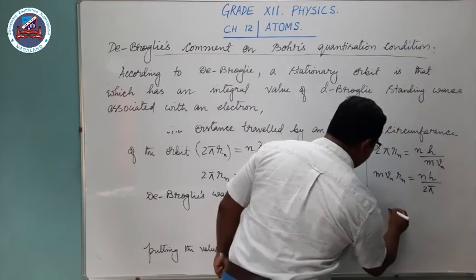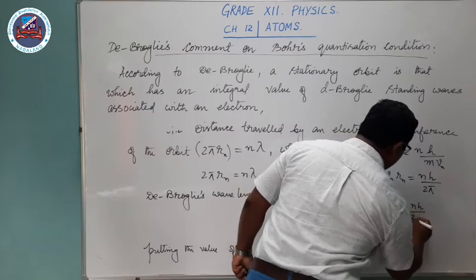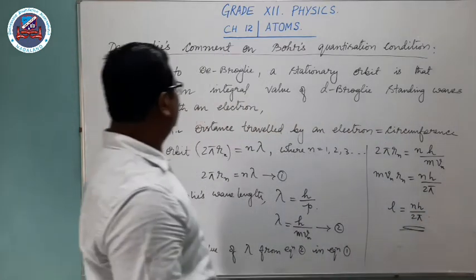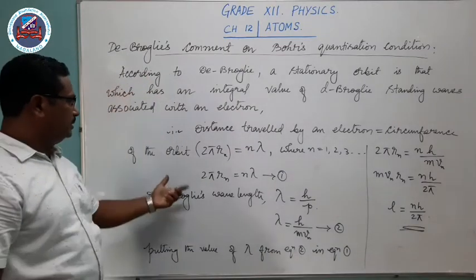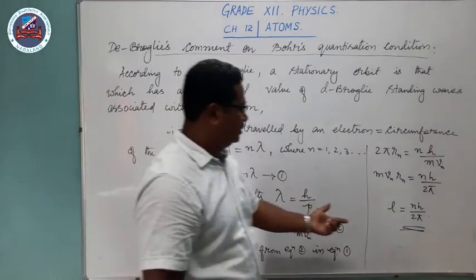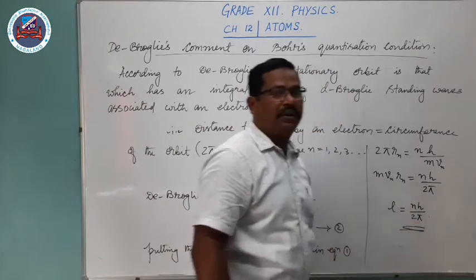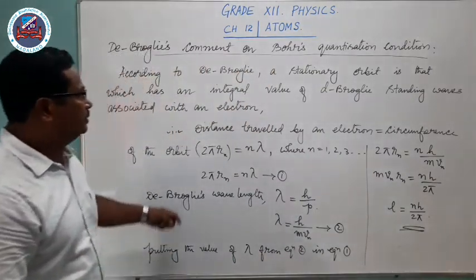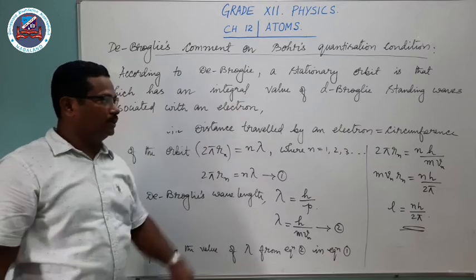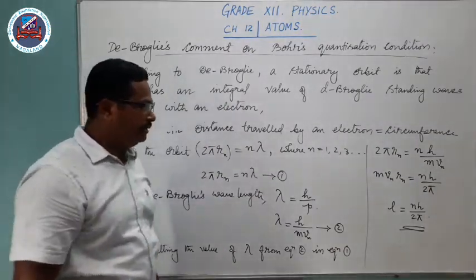This is the expression for angular momentum, and this is Bohr's quantization condition, that you can get from de Broglie's comment. It matches both. You can see here angular momentum is conserved. It is an integral multiple of h by 2 pi. So this is de Broglie's comment on Bohr's quantization condition. It exactly comes out to be the same.